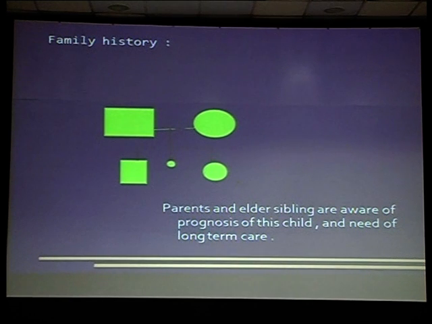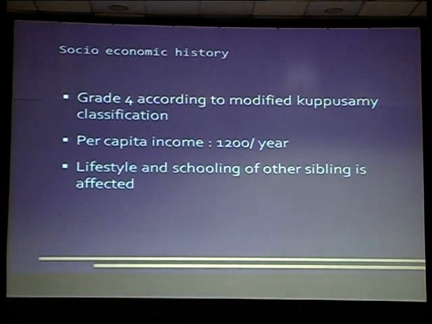Family history: she is the second born. The parents and siblings are aware of the prognosis and the complications of the child and the need for long-term care. Socioeconomic history: they belong to grade 4 according to the modified Kuppuswamy classification. The per capita income of the parents is 1,200.